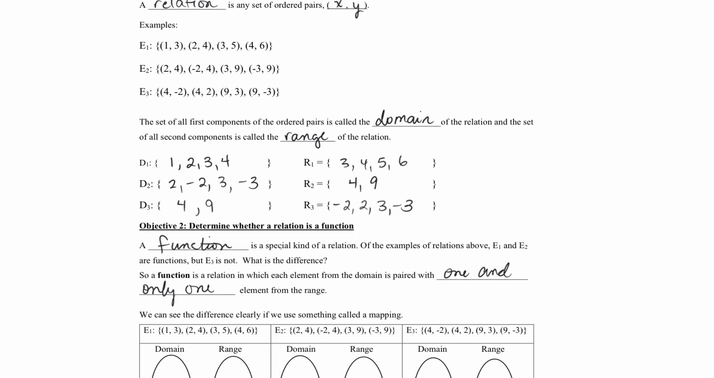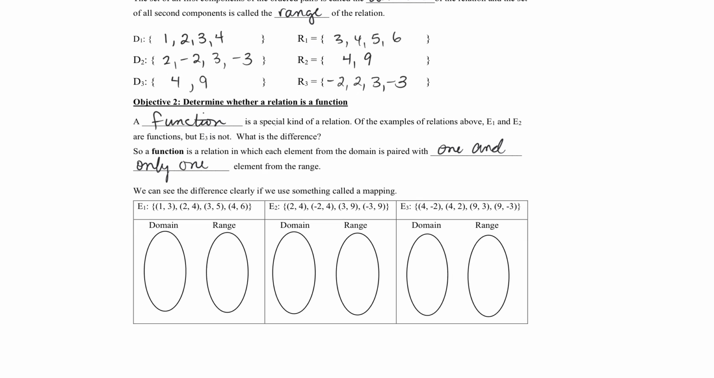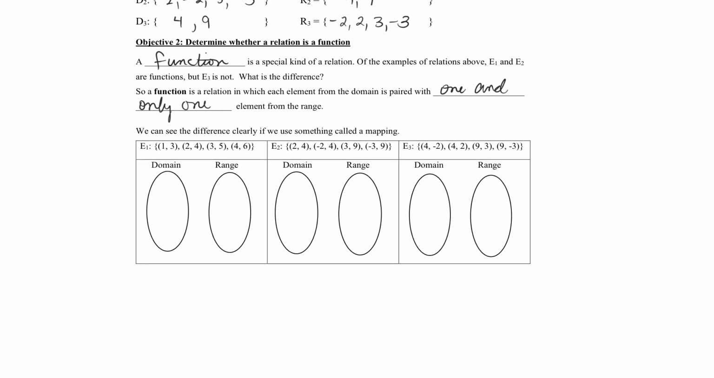Example 2 is a function because 2 is only ever paired with 4 and -2 is only ever paired with 4. And it's okay for two different x values to be paired with the same y, just so long as this x is only ever paired with 4, and this x is only ever paired with 4, right? And it's actually easier to see if we use something called a mapping.